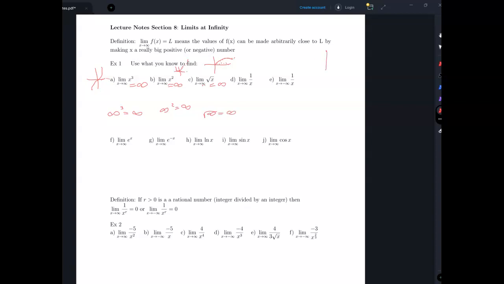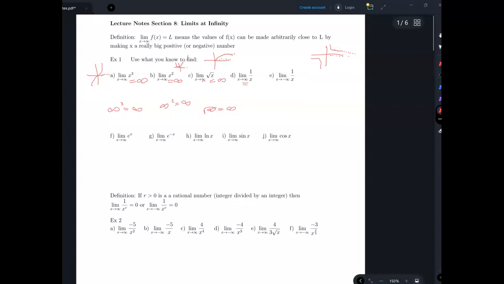I want you to think of the graph of y equals 1 over x. So as x's are going to infinity, the y values are getting smaller and smaller and smaller. They're getting close to 0. So that means 1 over infinity is 0. You think of the very small fraction. As x's are going to negative infinity, the y values are also going to 0.